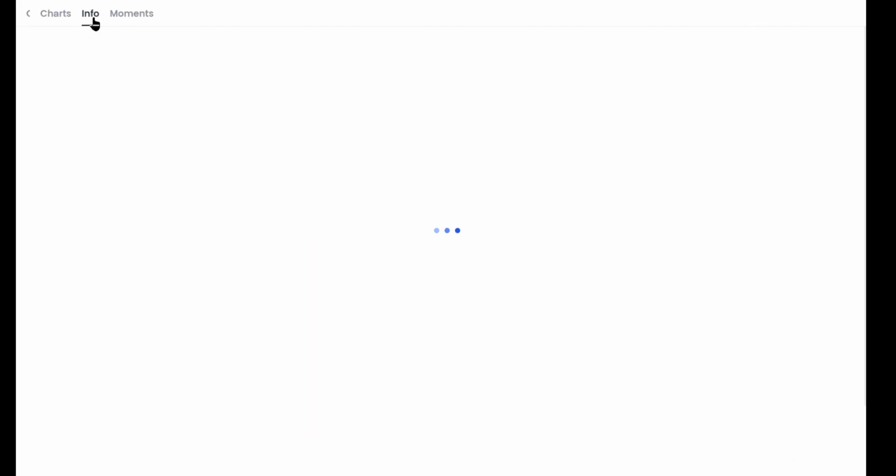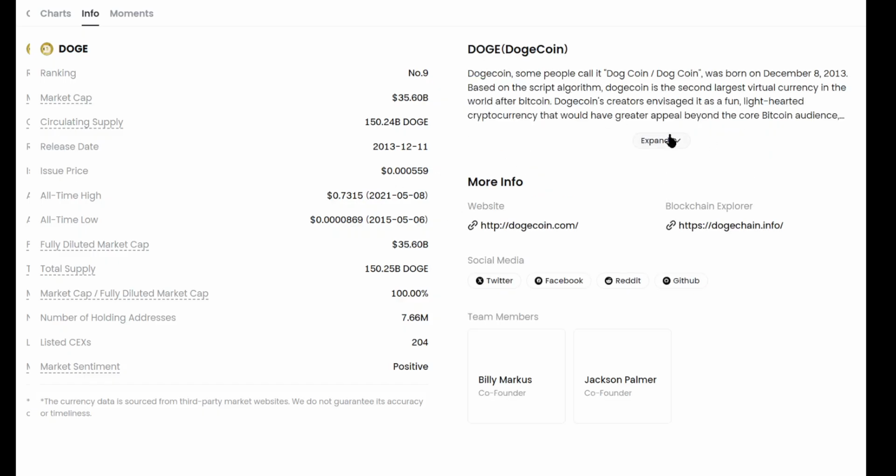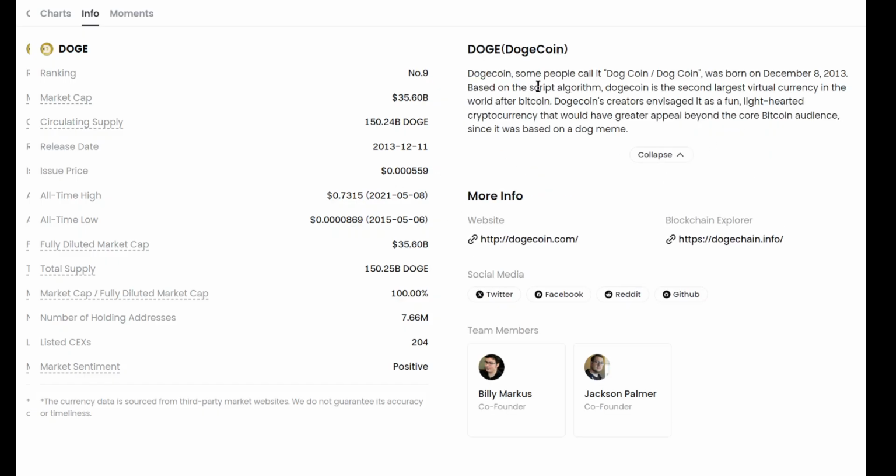Let's read the information about this doggy coin. Doggy coin, some people call it a dog coin. Dog coin was born on December 8, 2013. Based on the Scrypt algorithm, Dogecoin is the second largest virtual currency in the world after Bitcoin. Dogecoin creators envisaged it as a fun, light-hearted cryptocurrency that would have greater appeal beyond the core Bitcoin audience, since it was based on a dog meme.